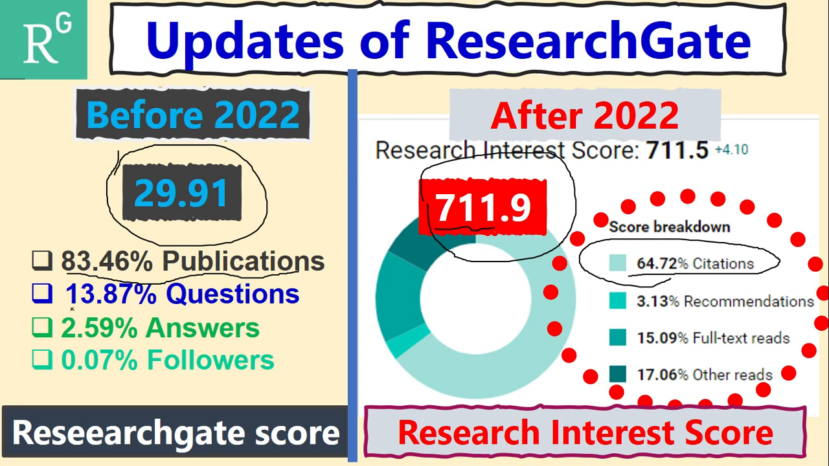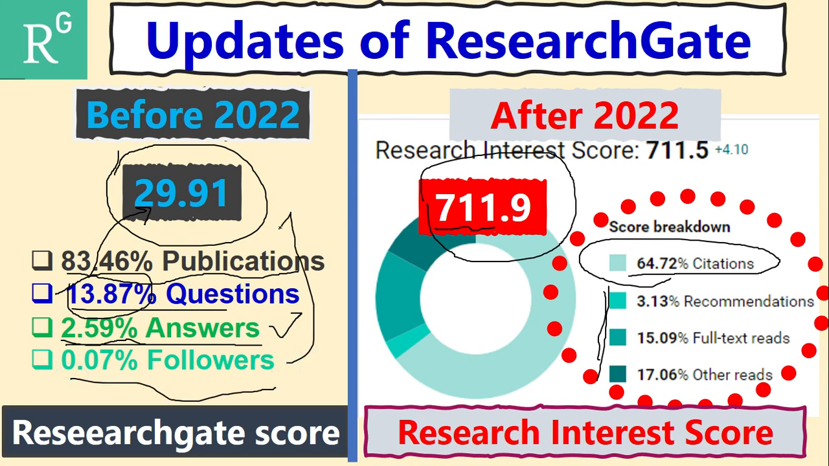The second factor which contributed toward the score was questions. In ResearchGate, people ask questions. You see, I asked a lot of questions, so 13%, almost 14%, of this score comes from my questions. And here there is no question at all. Answers also play a role, because in the beginning I was a fresh researcher, so I answered a few questions, and my score also comes from answers. But here there is no answer. Followers, for example researchers following you, will also increase your score. But here there is nothing like that.